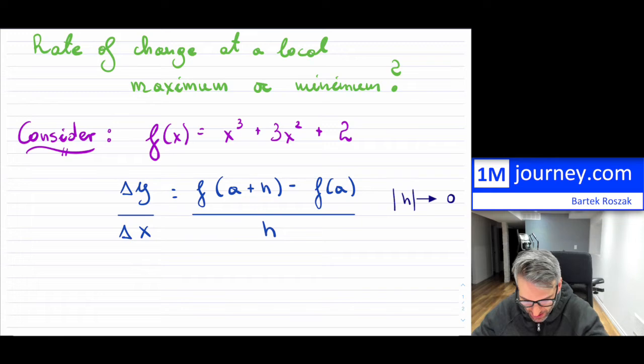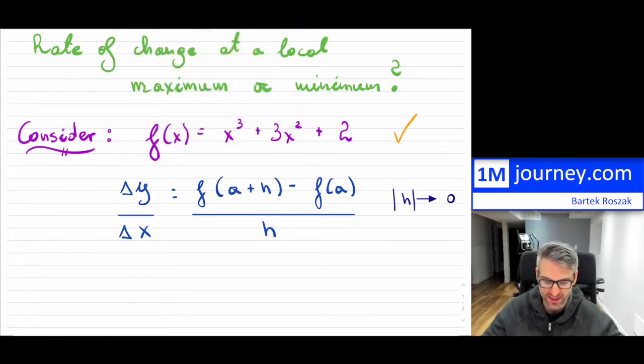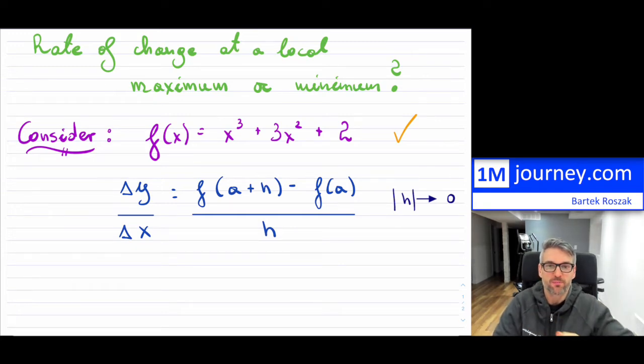So I'm going to take this function right here, x cubed plus 3x squared plus 2. It's a nice function. There isn't anything crazy happening because it's a polynomial. The domain is basically the entire real number line, and the range in this case is also the entire real number line. So we don't have anything funky happening. But these maximums and minimums, I do want to describe to you from the viewpoint of the instantaneous rate of change.